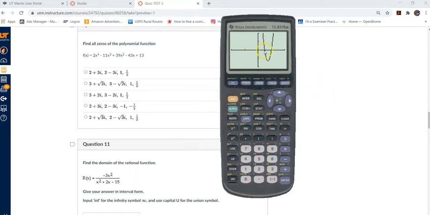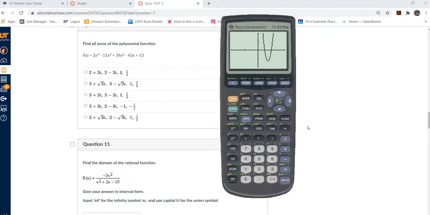Okay, it looks like I have a 0 at 1 and a 0 at positive 1/2. That's what it looks like. Okay, and so all of these are in the running except that one. Okay, I'm going to have to use synthetic division. So it definitely looks like 1/2 and 1 are zeros because I have X-intercepts at 1/2 and 1.